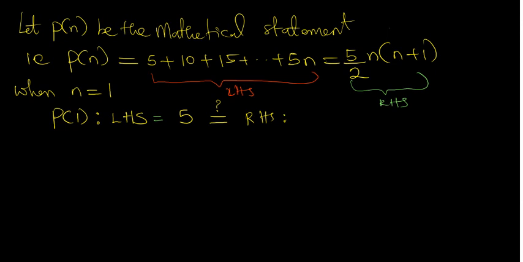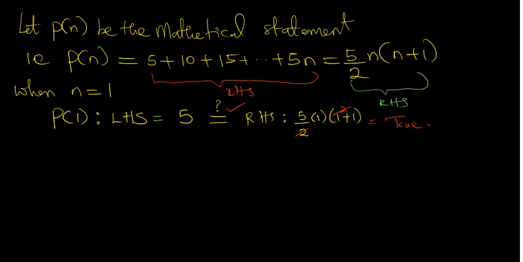The right hand side is basically we just substitute the value of n as 1. So we have 5 over 2 times 1 times 1 plus 1. 1 plus 1 is actually 2, so these two cancel out. We have 5 times 1, again that's 5. Yes, it is true. So the left hand side is equal to the right hand side.